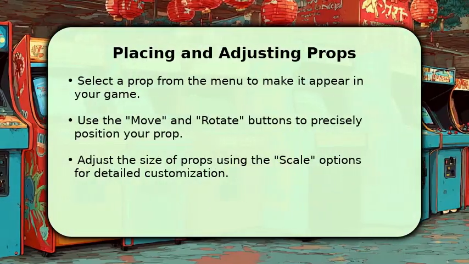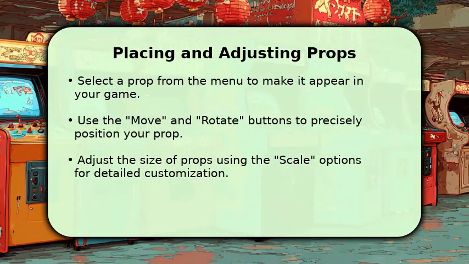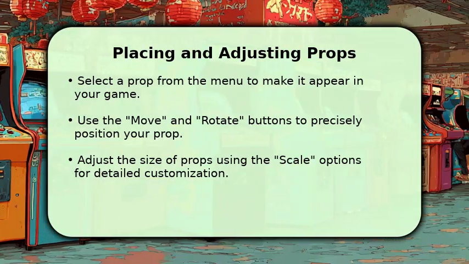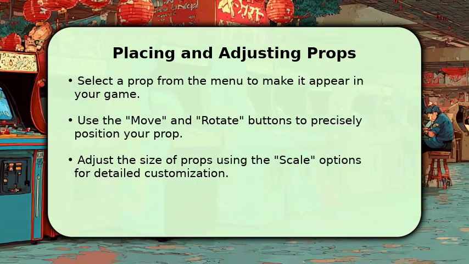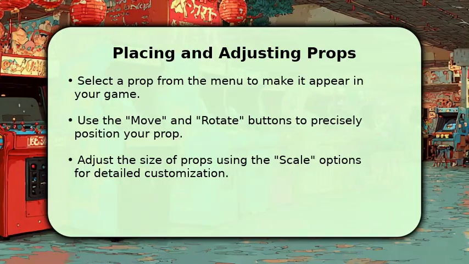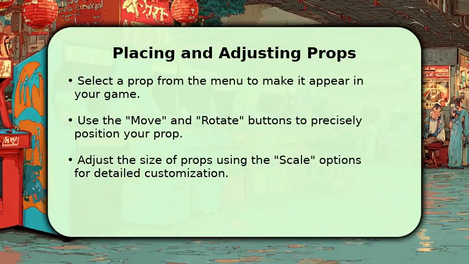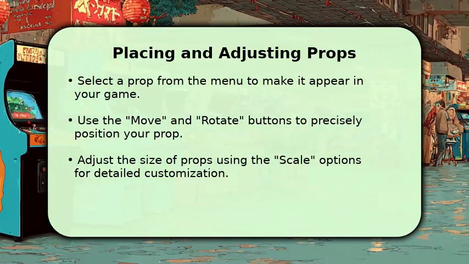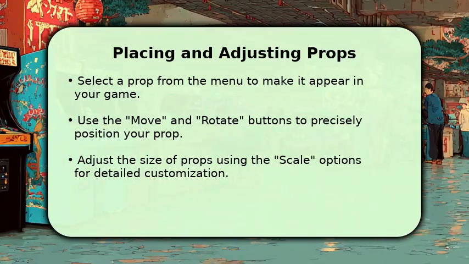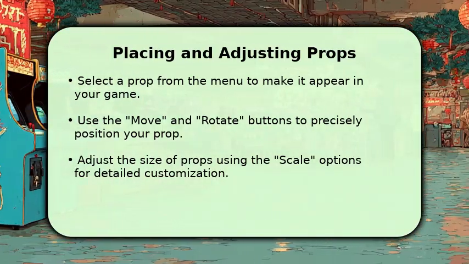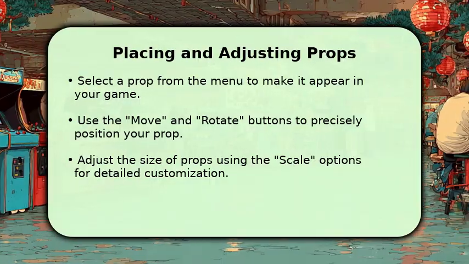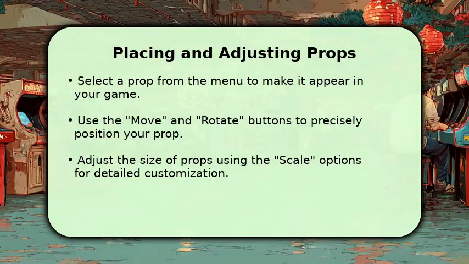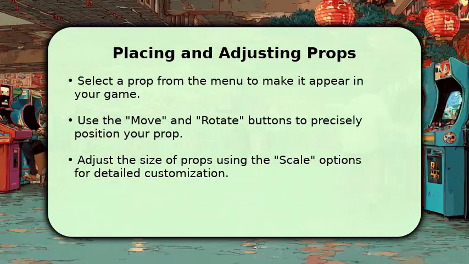Once you've chosen a prop, it will instantly appear in your game environment. To fine-tune its placement, utilize the intuitive move and rotate buttons, allowing for precise adjustments. For even greater control, explore the scale options to resize your props, making them larger or smaller to perfectly fit your scene. This gives you immense creative freedom to design your ideal setting.